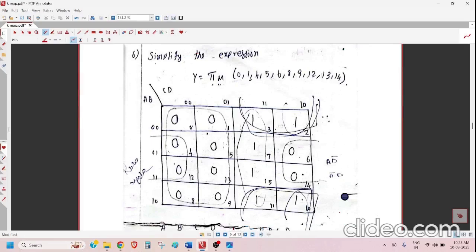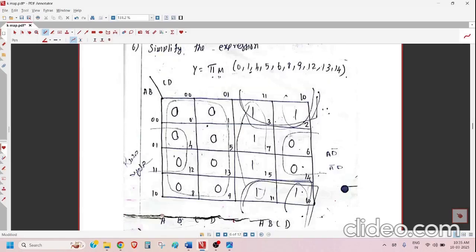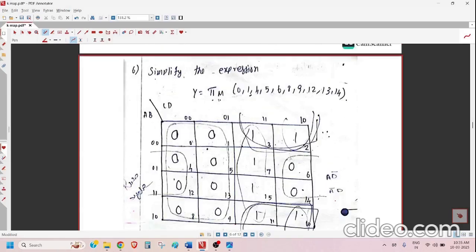So now we were solving the SOP, right? In the same case, they now ask the POS also. So the POS is asked like this, that is y is equal to pi capital M 0, 1, 4, 5, 6, 8, 9, 12, 13, 14. If it is POS, the given terms you have to put as zeros in the K-map and map the zeros. If it is a SOP, the given terms you have to put as 1 and map the 1s.